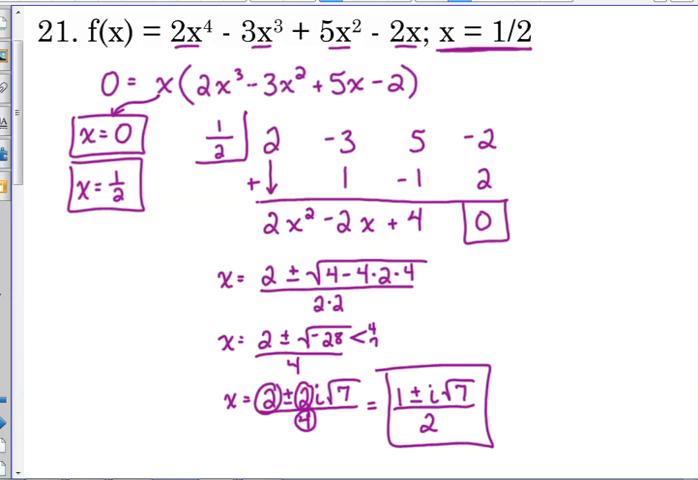So a little bit more involved of a process, even though the first 0 was given and 1 was very easy to find. Getting the other 2, you've got to do synthetic division and then the quadratic formula.